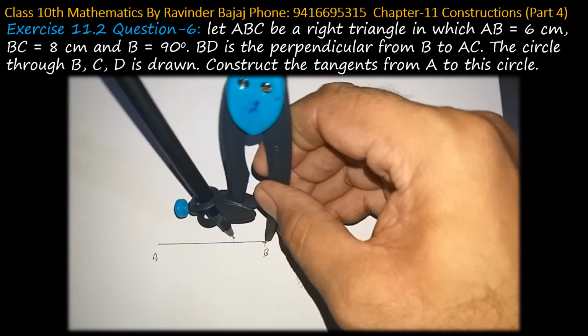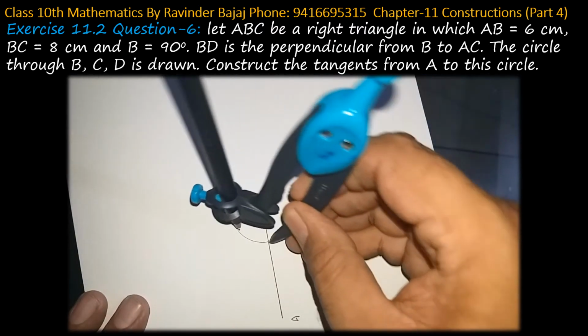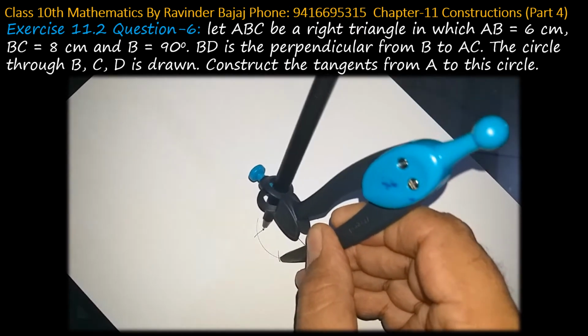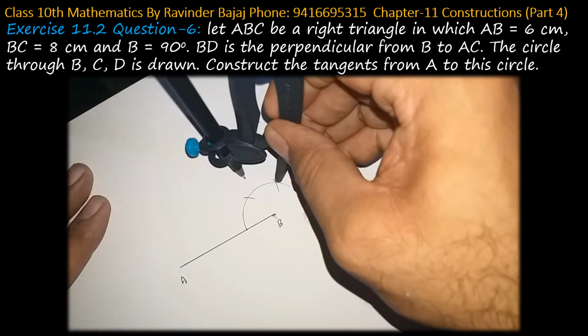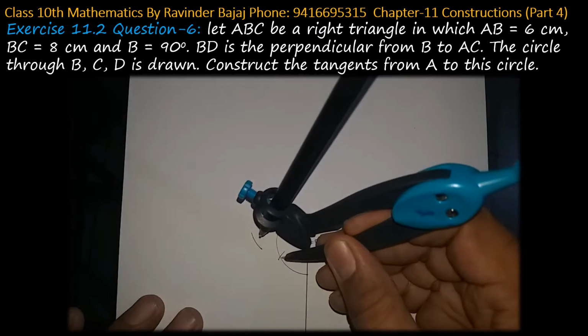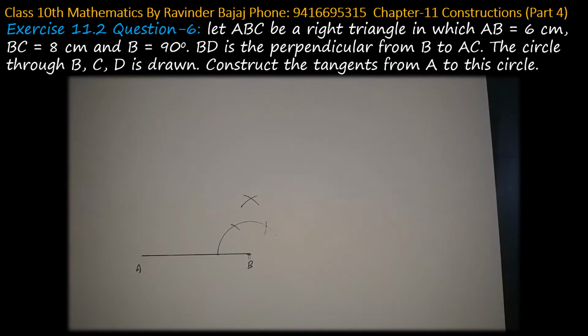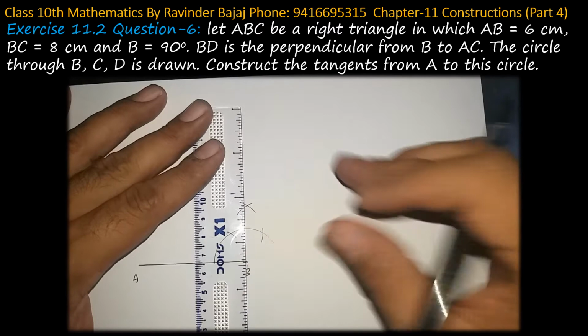You know how to draw 90 degree angle? With the help of compass, you draw a semicircle. Then this is 60. This is 120. And in between 60 and 120, you will get 90 degree angle. So at point B, I have drawn 90 degree angle.